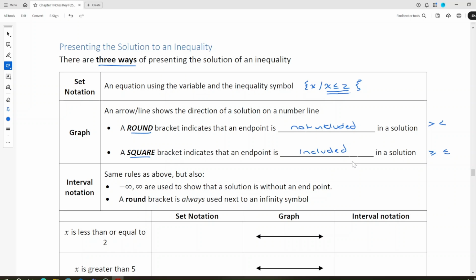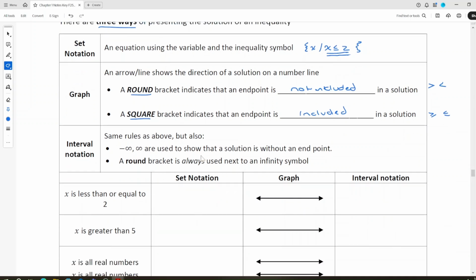Then there's interval notation that is really just your graph, but without the number line. And we introduce things like infinities, which show you where the numbers go to. Now you'll always use a round bracket on an infinity symbol because you can't be equal to something that isn't concrete, right? We don't know what infinity is. So let's practice a bunch.